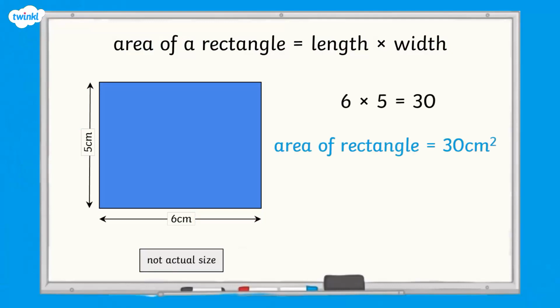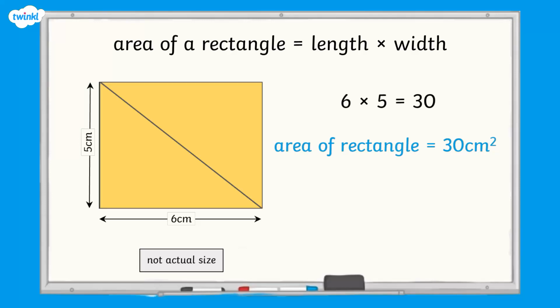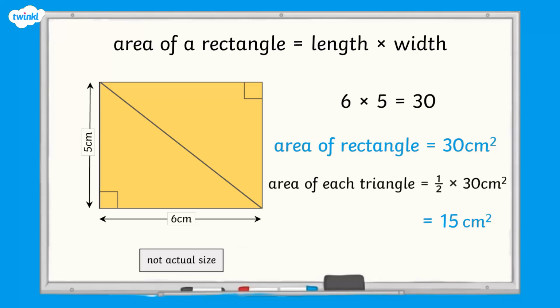We can divide any rectangle into 2 identical right-angled triangles by joining the diagonals like this. Remember, a right angle is a 90-degree angle and can be marked in a shape using little squares like this. Because we have divided the rectangle in half, we have also halved the area. The area of each triangle is 30 divided by 2, which is 15 centimetres squared.